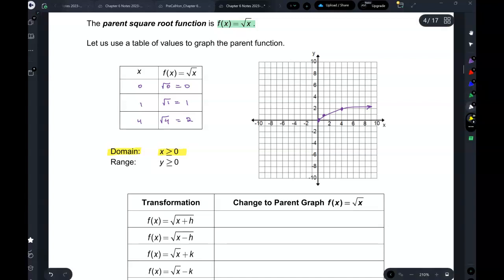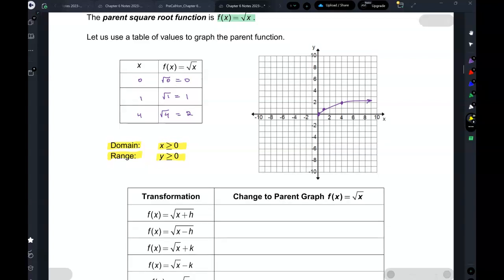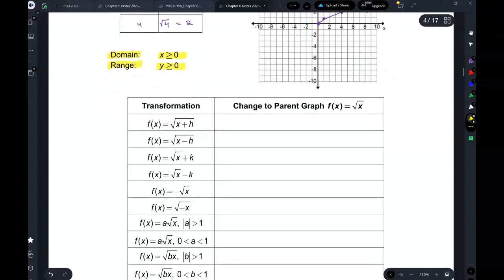Range is all the y values that have a graph. And you see here there is nothing on the bottom. It starts at y equals 0 and slowly but surely goes up. So range is also y is greater than or equal to 0. Okay? All right. Now, let's talk a little bit about transformations.